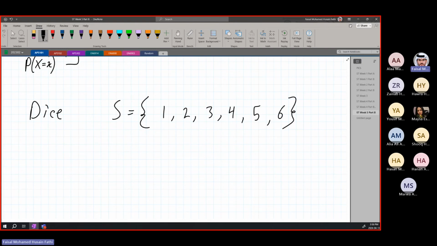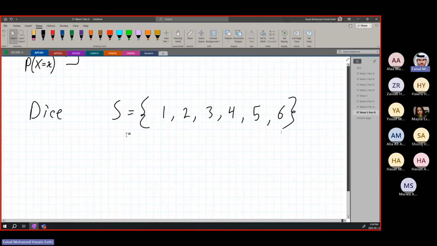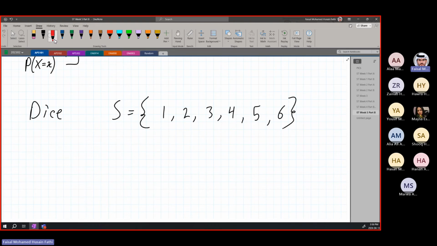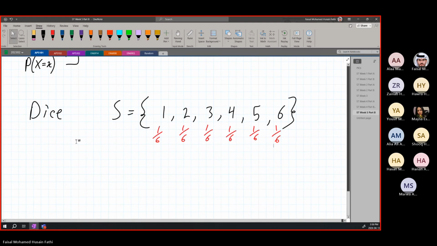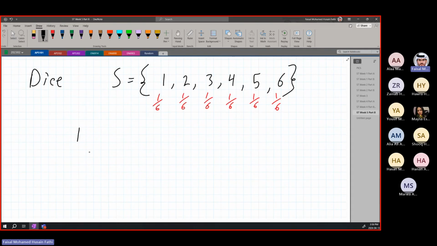Now, let's say rolling a single dice. When you roll a single dice, you can get any one of these values, and we know the probability of each one is 1 over 6, 1 over 6, 1 over 6, 1 over 6, 1 over 6, and 1 over 6. We know this probability already, that the probability of getting any number of these is going to be 1 divided by 6. So if we want to draw, we can draw our table directly.